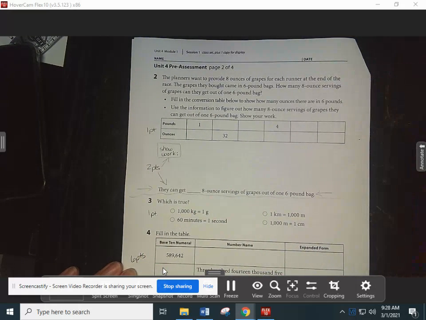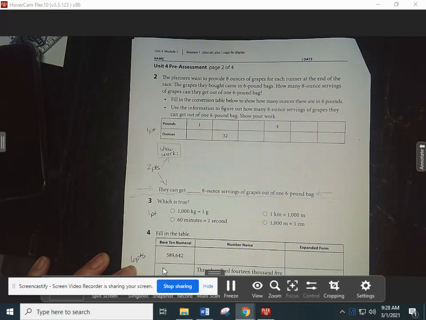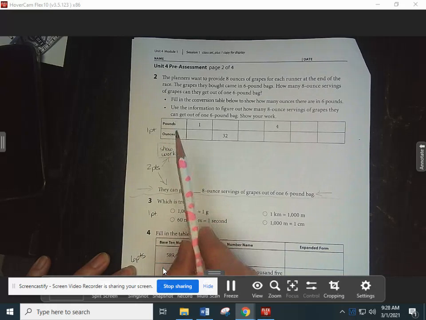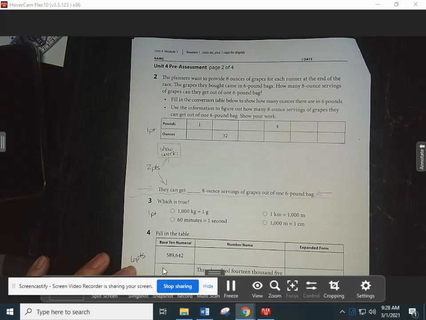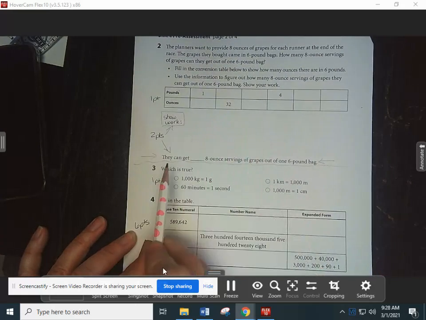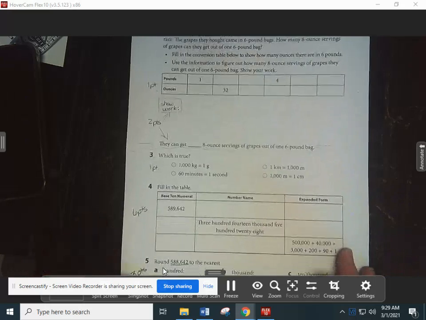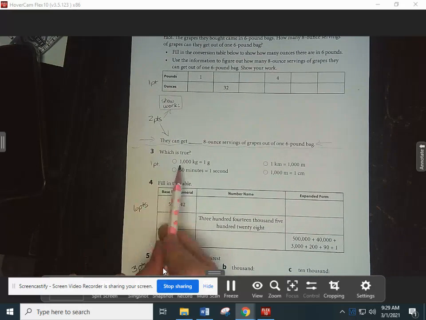2. So up on top it says planners want to provide 8 ounces of fresh grapes for each runner at the end of the race. The grapes they bought came in 6-pound bags. How many 8-ounce servings of grapes did they get out of one 6-pound bag? Here's a conversion table to help you figure this out. Pounds, ounces. You have to know how many ounces are in a pound. That is a life skill. So you'll need to figure this out, show your work, and then how many 8-ounce servings of grapes come out of a 6-pound bag.